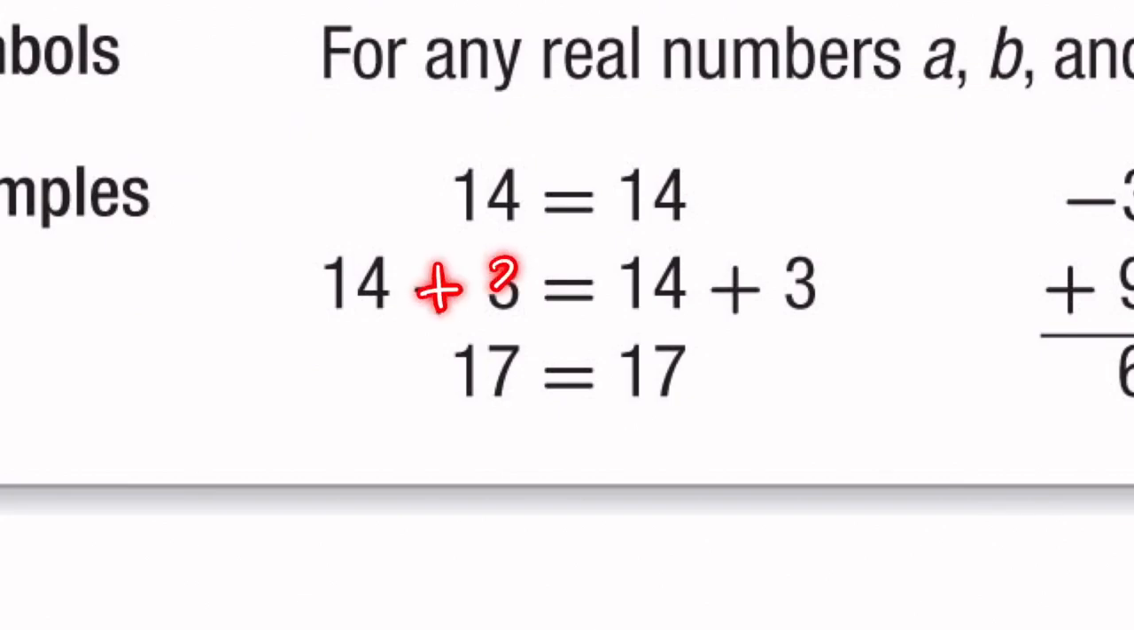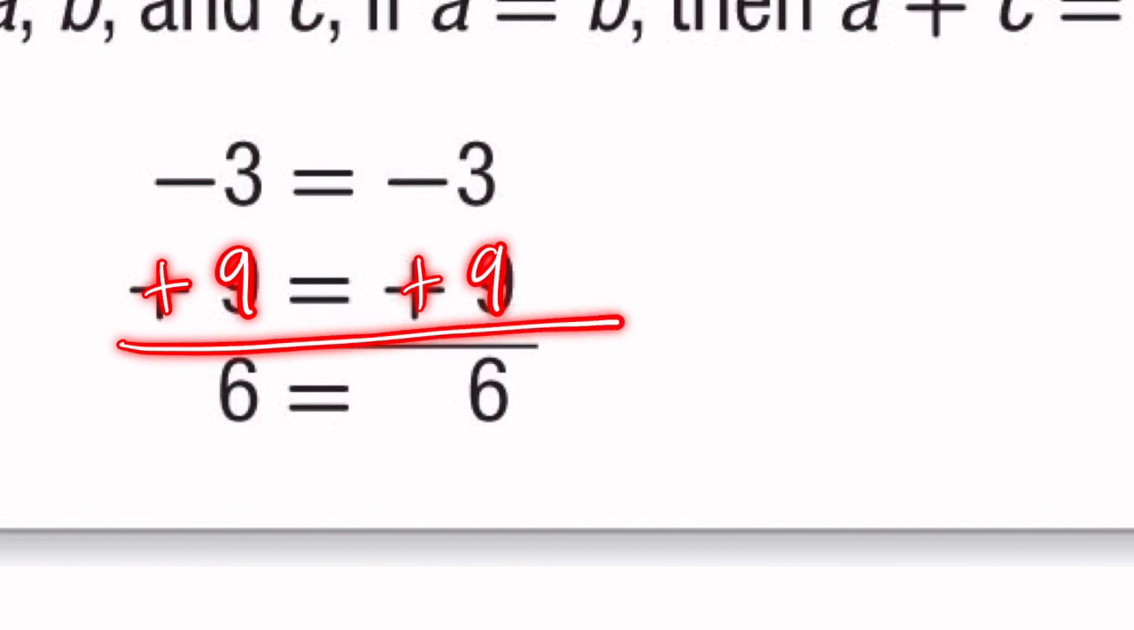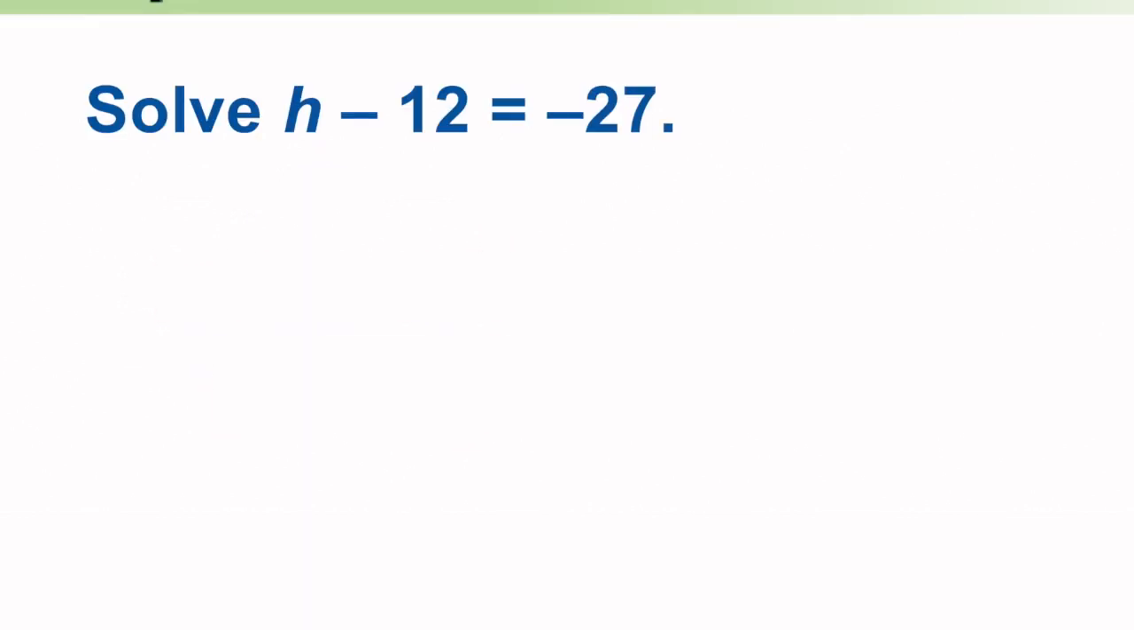So for example, let's say you had 14 equals 14. If I add 3 to one side, then I have to add 3 to the other side, and when I do that, I will have the same number on both sides. So now in that case I have 17 equals 17. In this case I have -3 on both sides. If I add 9, then I will get again the same numbers on both sides, so 6 equals 6.